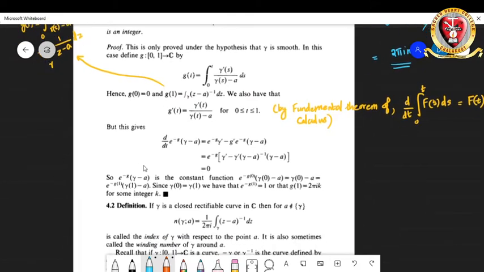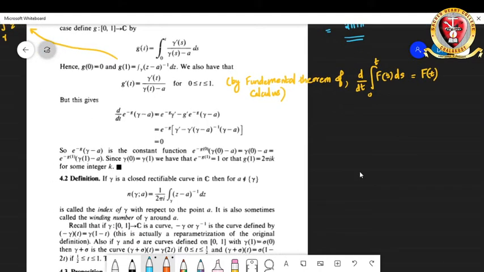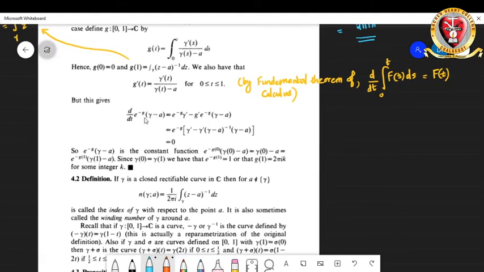Now we are considering d by dt of e raised to minus g into gamma minus a. For that, you just use the product rule of differentiation. You get e raised to minus g into gamma dash, minus g dash into e raised to minus g into gamma minus a.